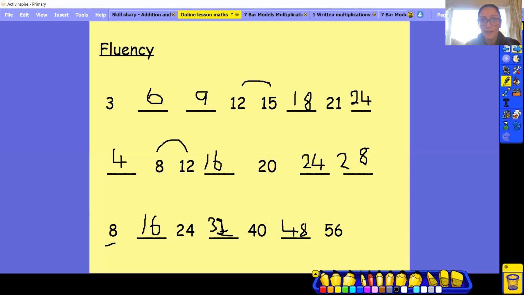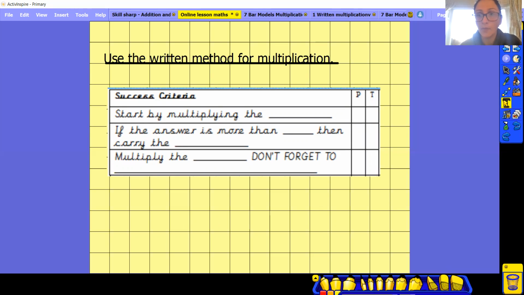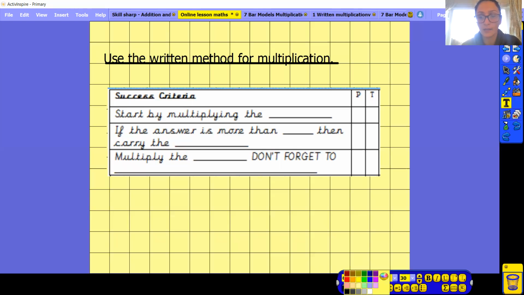Okay, so let's go on to today's learning. So we'll just continue with our written method for multiplication before we go on to anything new today. I just want to make sure that this is embedded before we start any new learning. So, start by multiplying the, can you remember what we always start multiplying? Have a quick think. Well done if you said start by multiplying the ones. So we always start by the ones column.